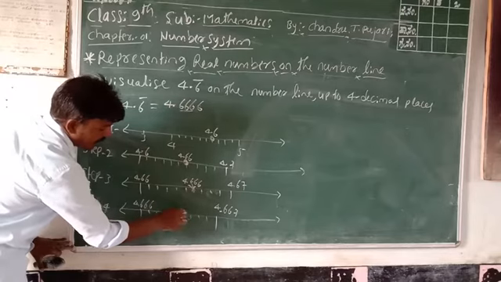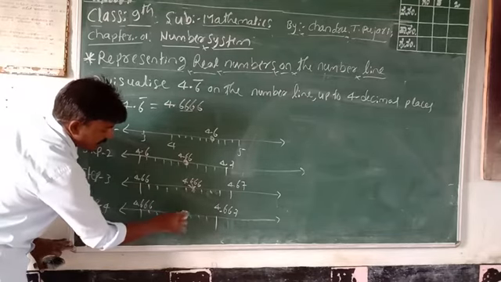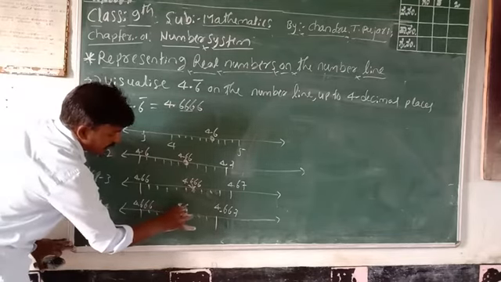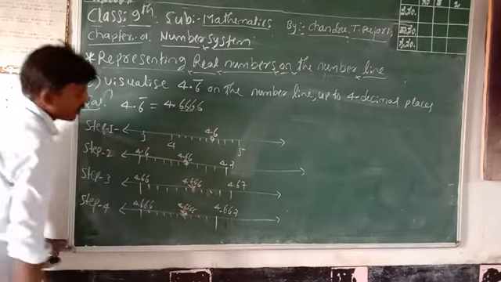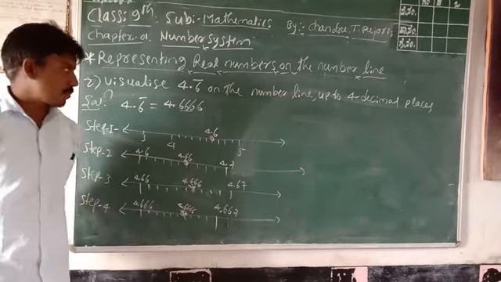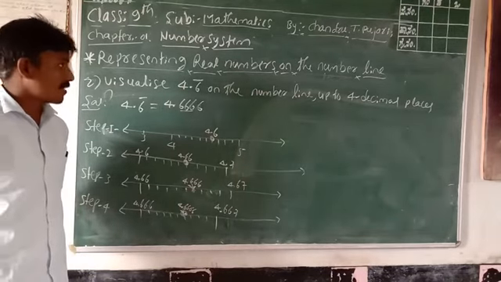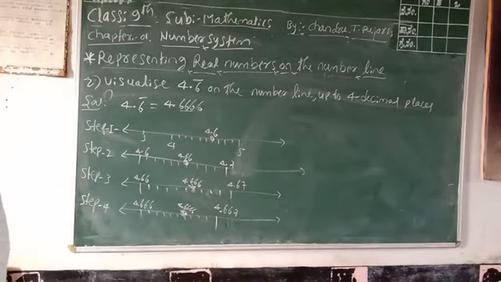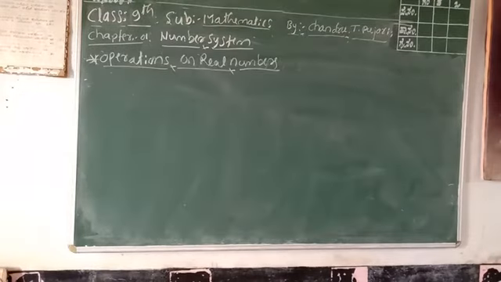This number is 4.6666 on the number line. This is your example. This example is also most important in your examination. Do it yourself.